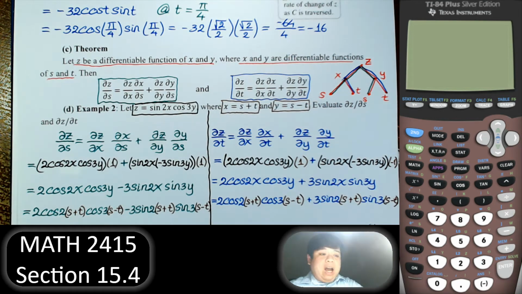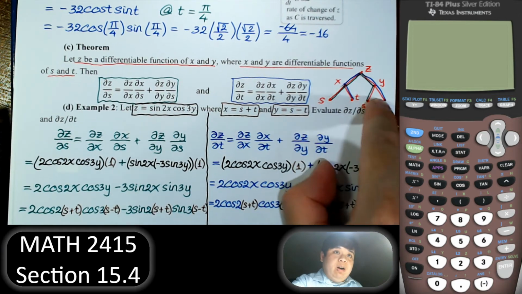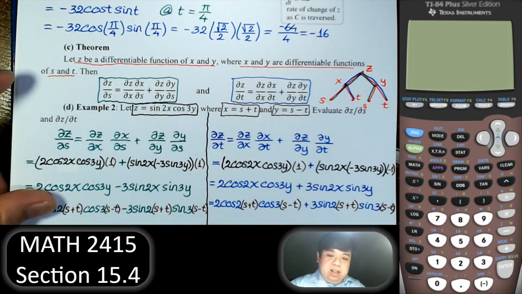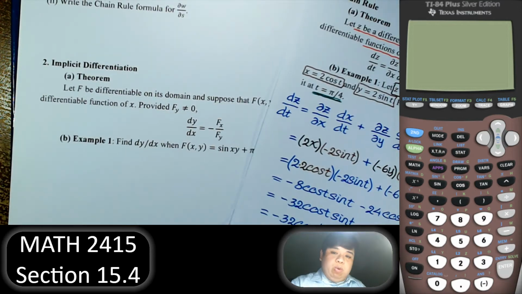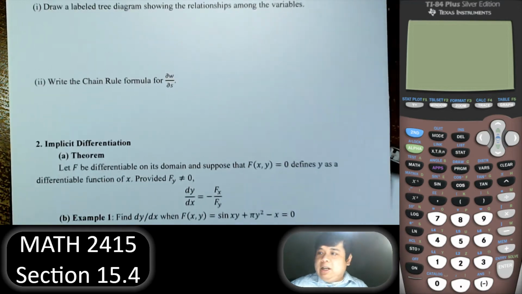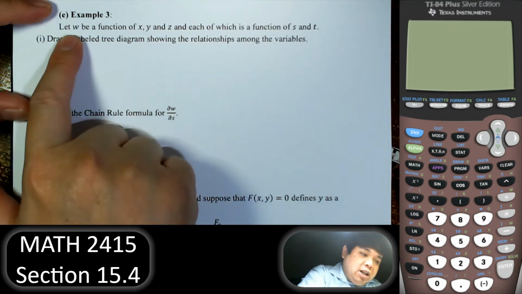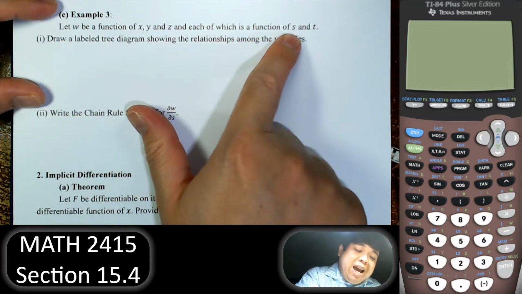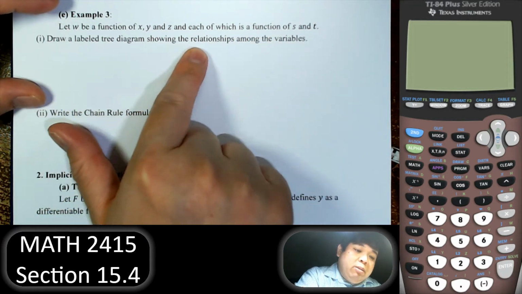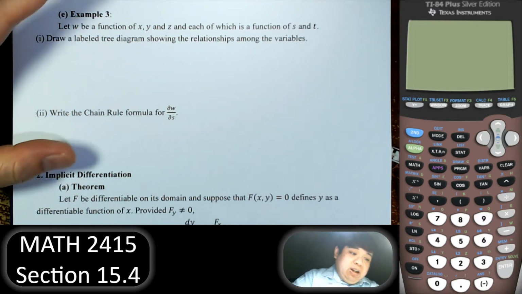So we can draw a diagram from the top function from the top variable to the bottom variable. Just trace, follow the tree from the top to the bottom. We will have it. So that should be easy. Right. Here's an example. Let w be a function of x, y, and z, and each one of them is a function of s and t. Draw a tree diagram. That's the first thing we do when we are given the function.